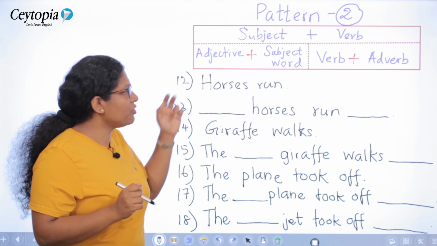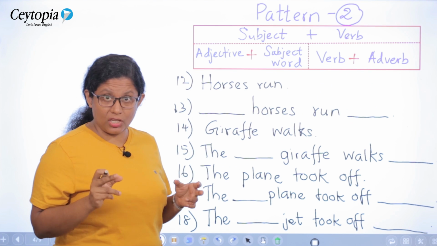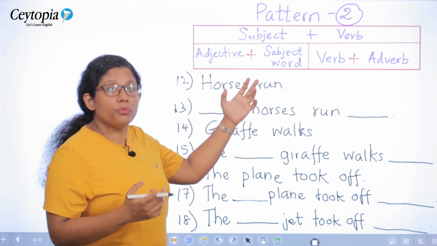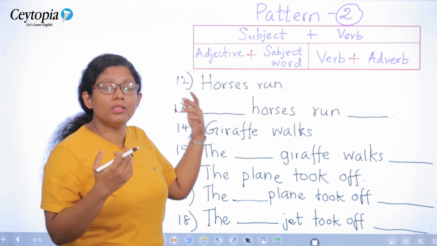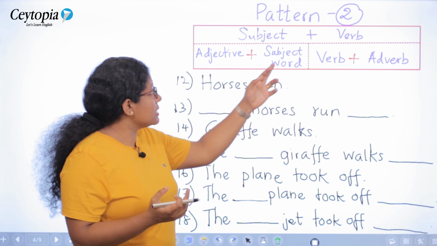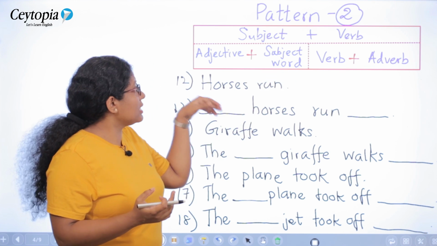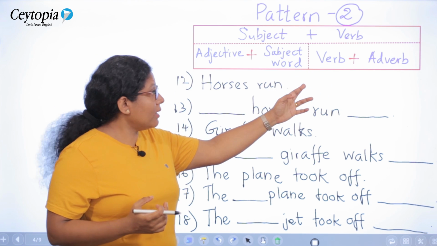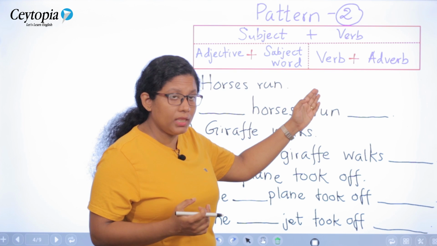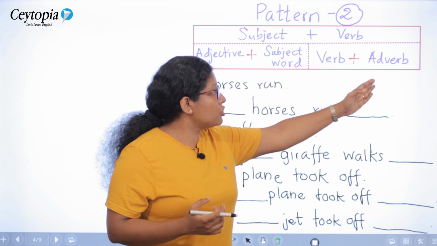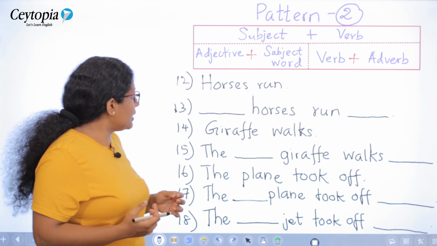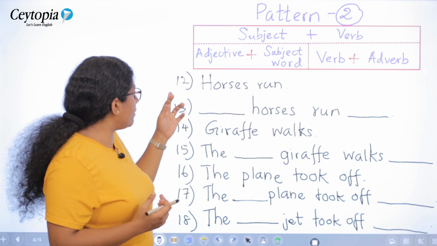What do these additional words do? An adjective works as an attribute to the subject word, which means that we are going to give further information about this subject word using an adjective. When it comes to a verb, the verb is described further by an adverb. It shows how an action is done. Let's take a look at the example number 12.